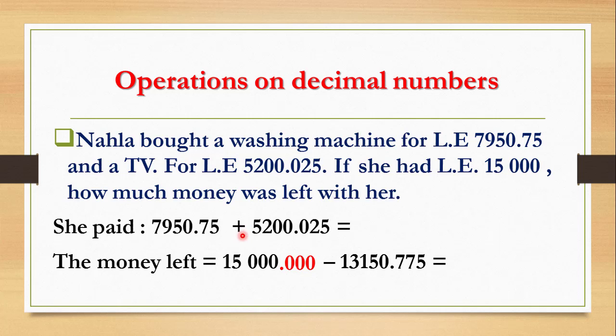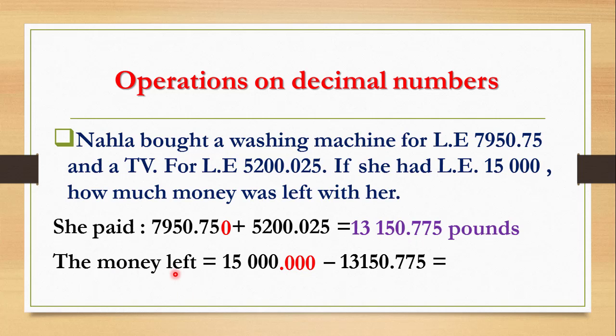So let's add. Here we have 3 decimal places and here we have only 2. So add 0. Let's add 0 plus 5 is 5. Then 5 plus 2, 7. 7 plus 0, 7. Now put the decimal point. Then 0 plus 0, 0. 5 plus 0, 5. 9 plus 2 is 11. 1, carry 1. 8 plus 5 is 13. So she paid 13,150.775.